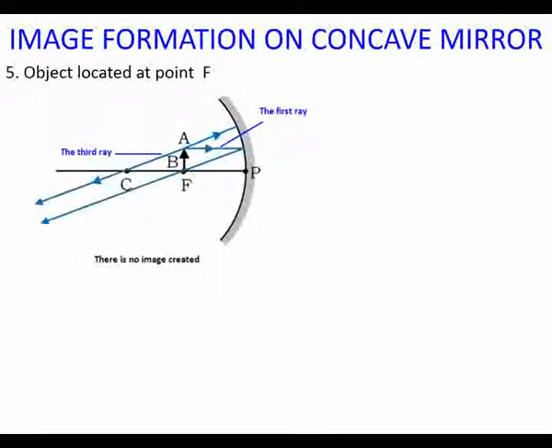The fifth position of object AB is located at point F. As you can see from the figure, the first ray that comes parallel to the principal axis will be reflected through point F, and the third ray, the ray that comes from point C, will be reflected through point C too. Because the two reflected rays are parallel, here we can say there is no intersection of reflected rays and no intersection between two extended rays. So in this position, if the object is located at point F, there is no image created.